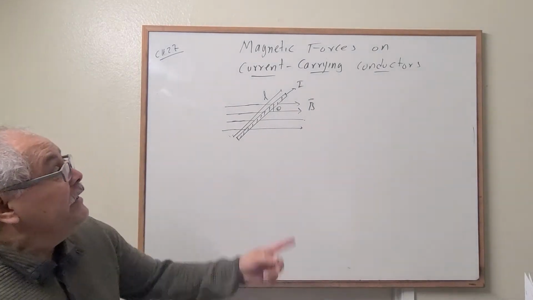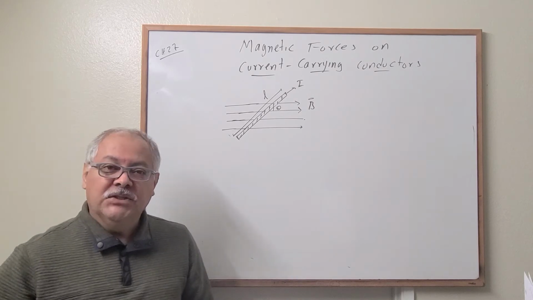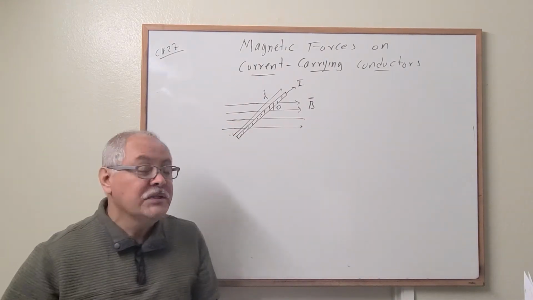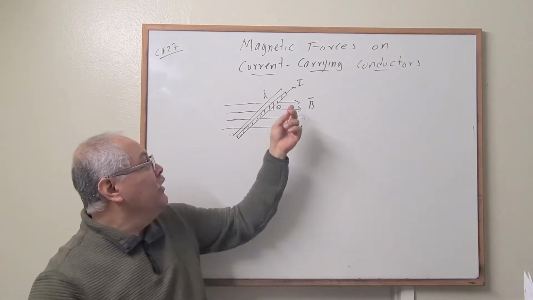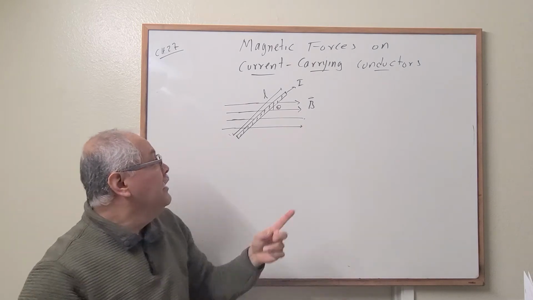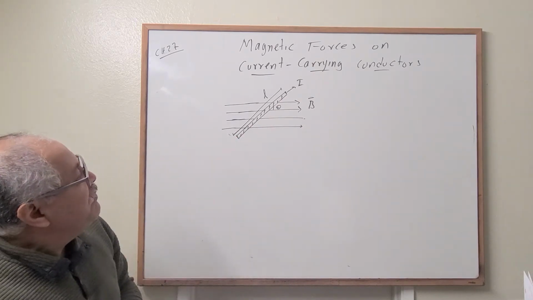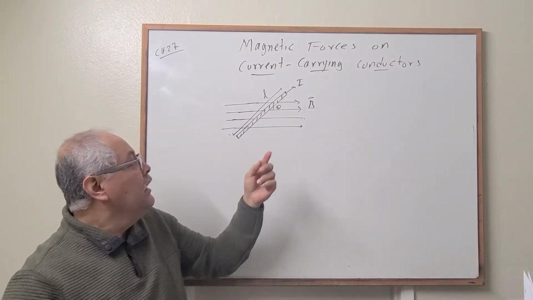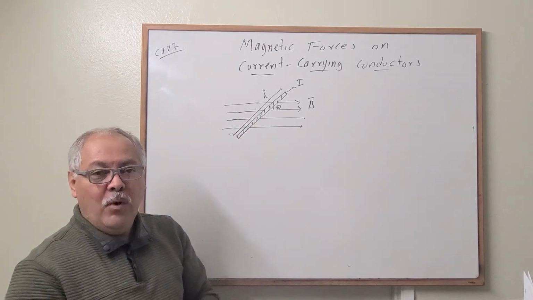Okay, let's go for the next topic, magnetic forces and current carrying conductors. Imagine that we have this magnetic field, it's constant, and we have a conductor, a wire with a current I. The length of the wire is L. Now let's try to find the force acting on this wire, because the charges are moved or the current is present in the wire.